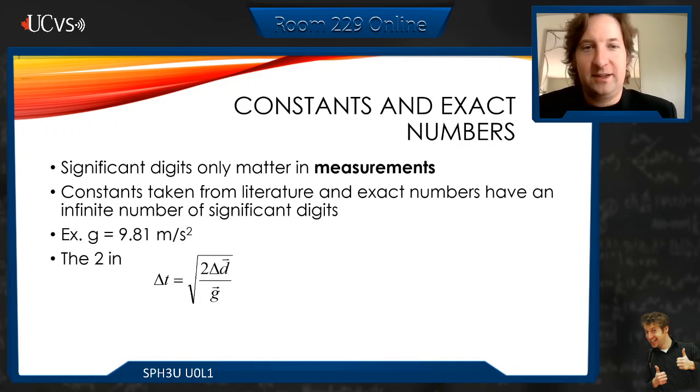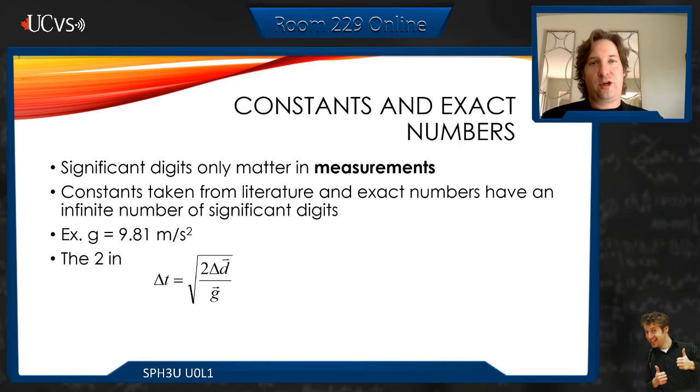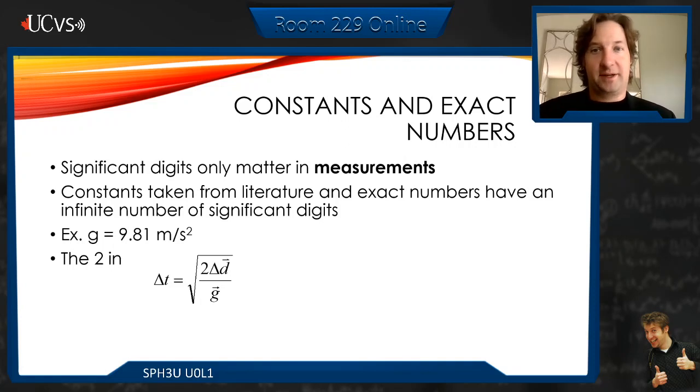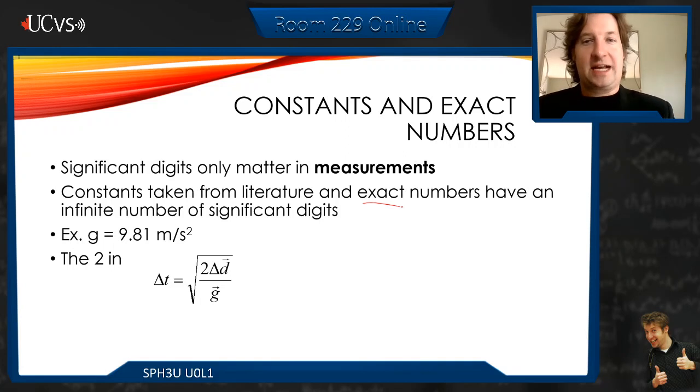Also, the 2 in the formula, that's not 2 as a measurement. That's 2 as a sense of doubling something. Multiplying it by 2 doubles the number, right? And that's a mathematical operation. That's what we call a Platonic number. It exists not as a measurement of 2 centimeters, 2 goats, 2 whatevers, 2 cats per donut. It's just a mathematical concept of doubling something. So that has an infinite number of significant digits. So we call that an exact number.